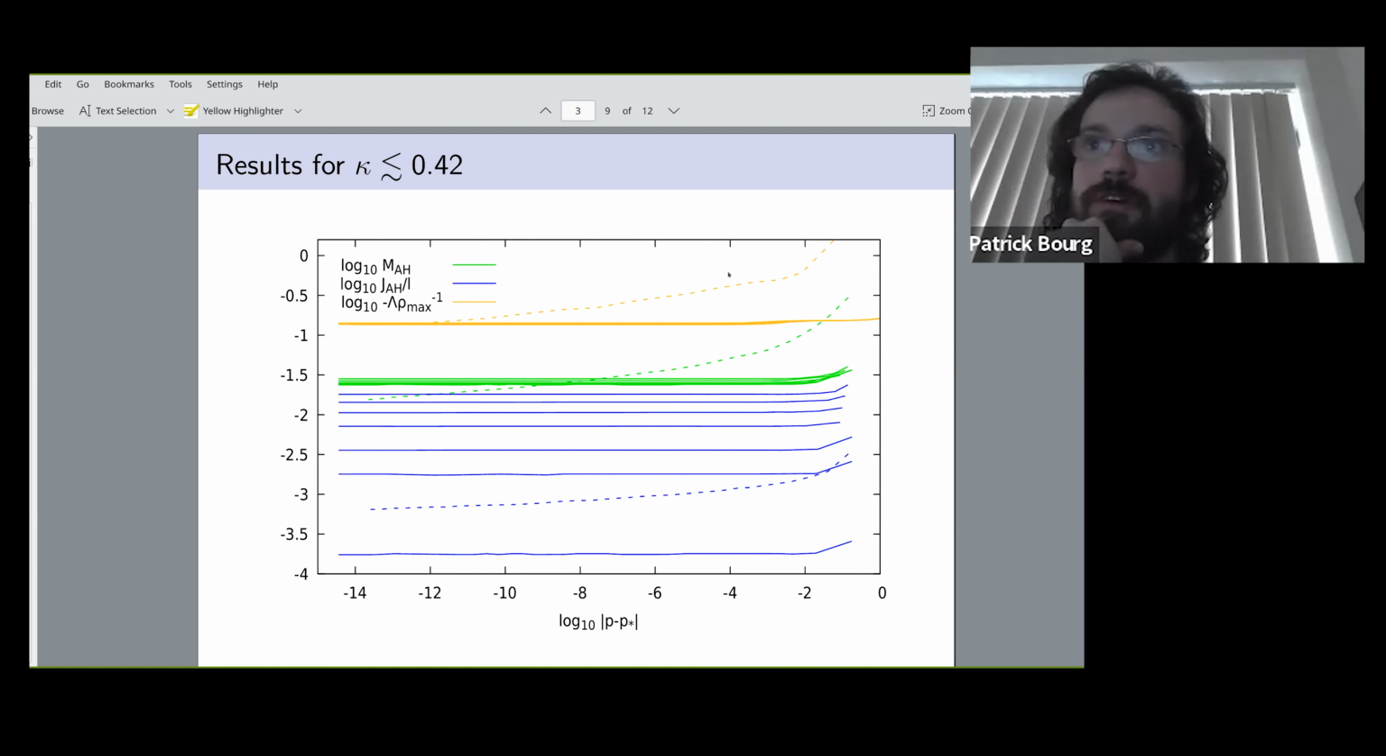The dotted curves are exactly the same thing, except for kappa being a little bit larger than 0.42. So that way you can sort of see that there's going to be quite a bit of a difference once kappa is a little bit larger.